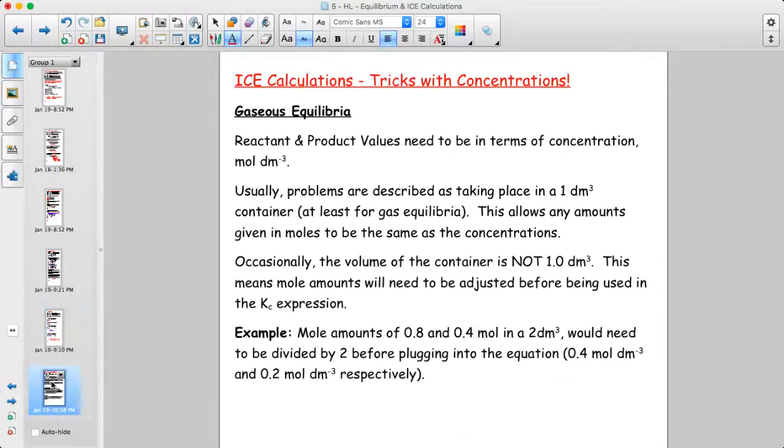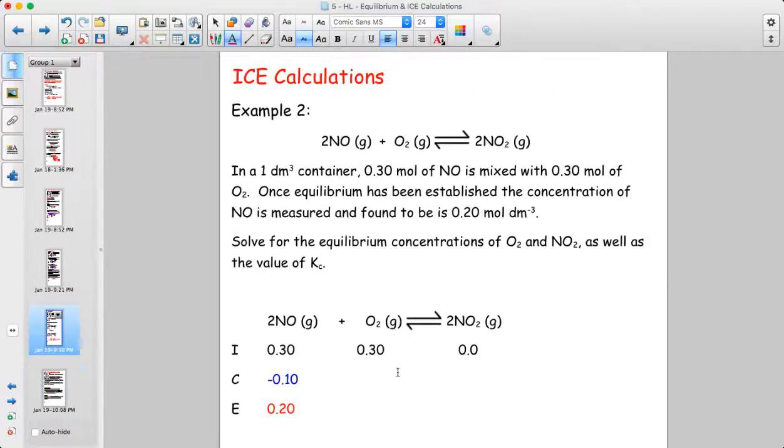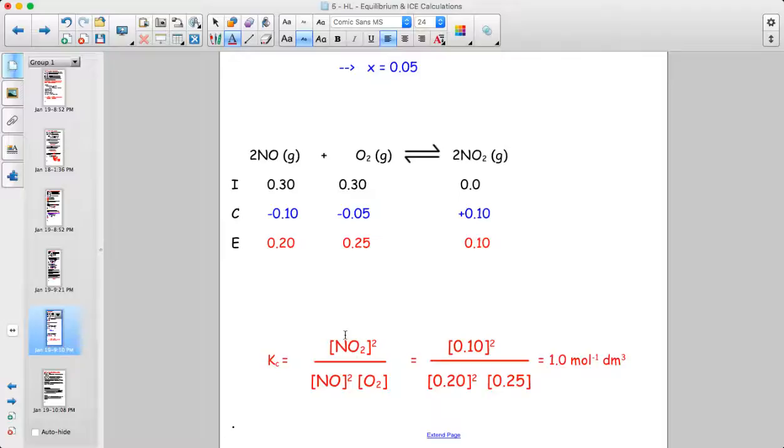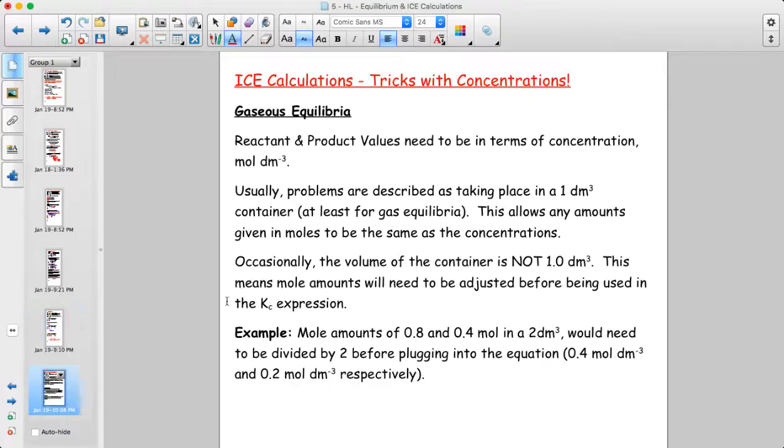A couple of tricks to watch out for. I'd say it's not very common, but you know the IB always holds a couple of tricks up their sleeves. The key with the ICE calculations and the Kc expression is that you're supposed to plug in concentrations. So these brackets represent concentrations, which means the unit is mole per dm cubed.